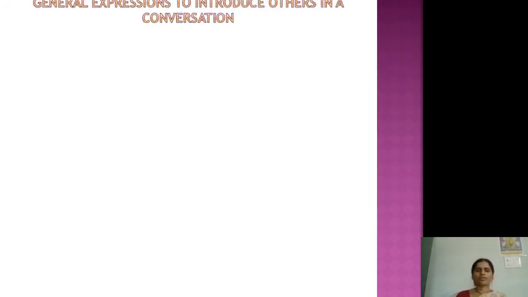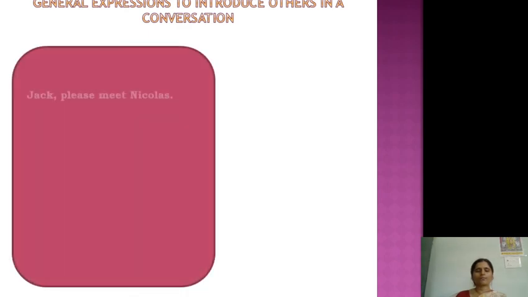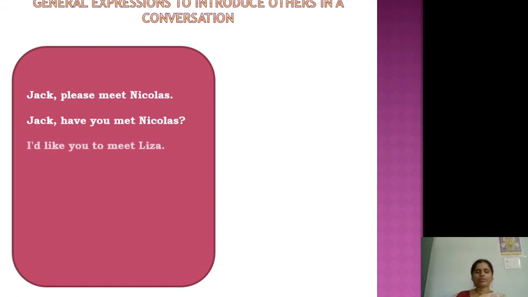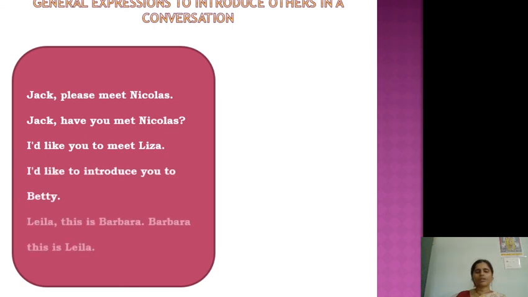Now let us see the general expressions to introduce others in a conversation. See, I've used some names. Don't bother about the names. Just focus on the expressions which are used. "Please meet Jack. Please meet so and so." When you are introducing a person to a third person, then we can make use of such an expression. Or else we can say, "Jack, have you met Nicholas? I would like you to meet Lisa. I would like to introduce you to Betty. Lila, this is Barbara. Barbara, this is Lila."